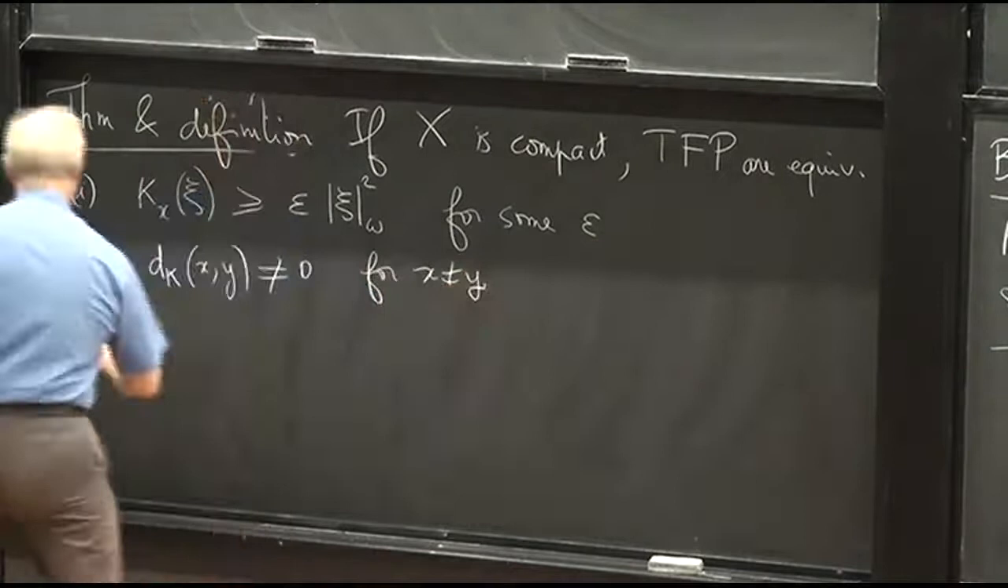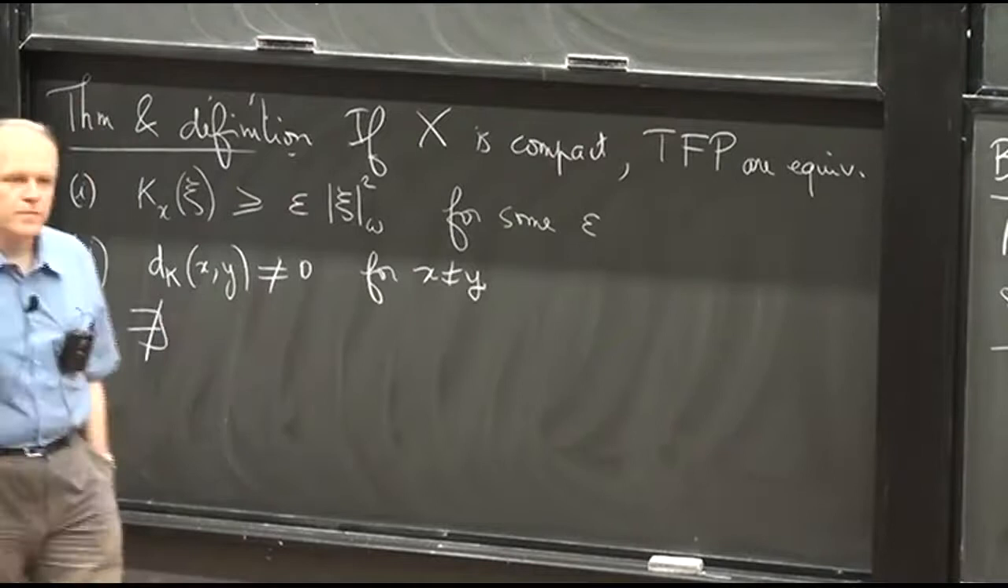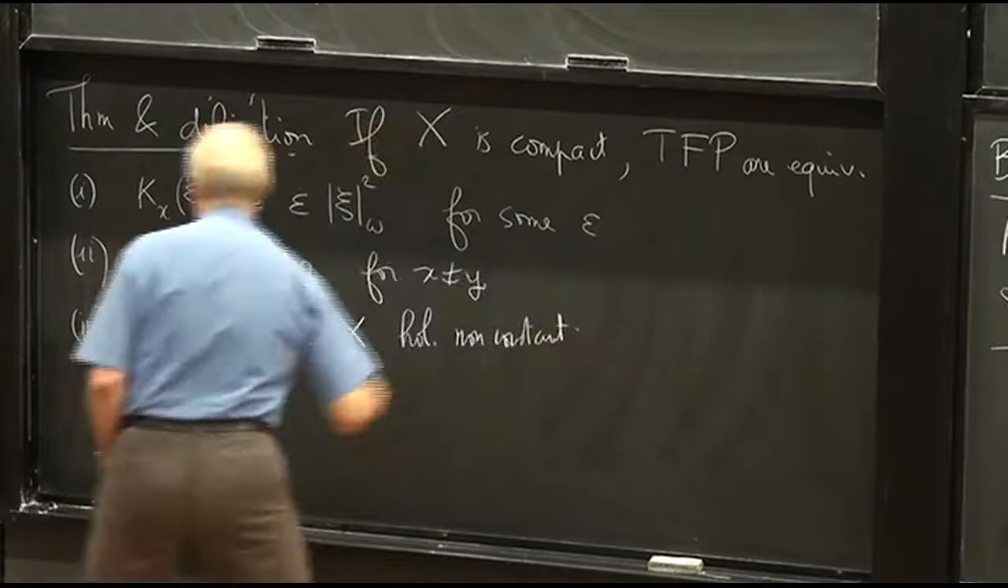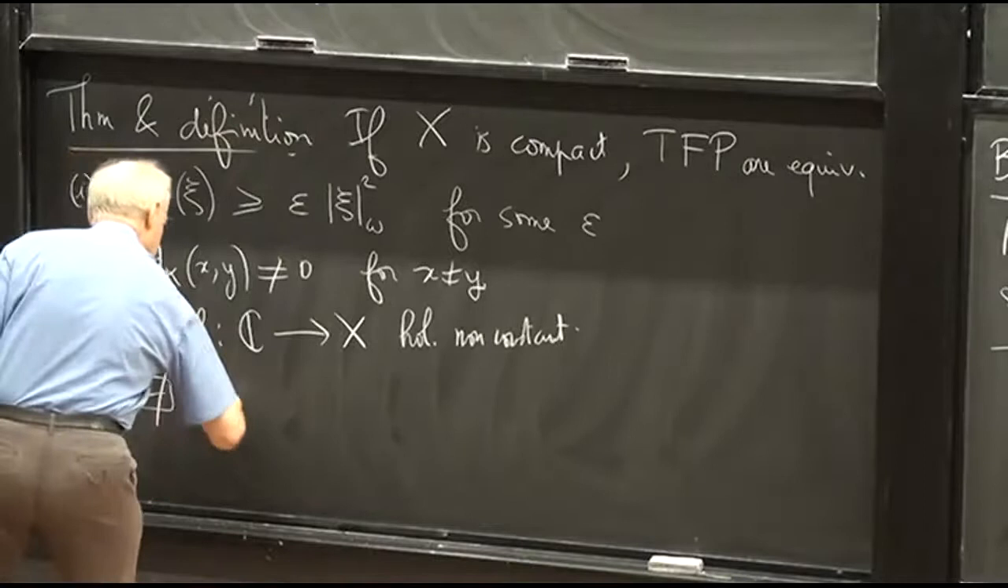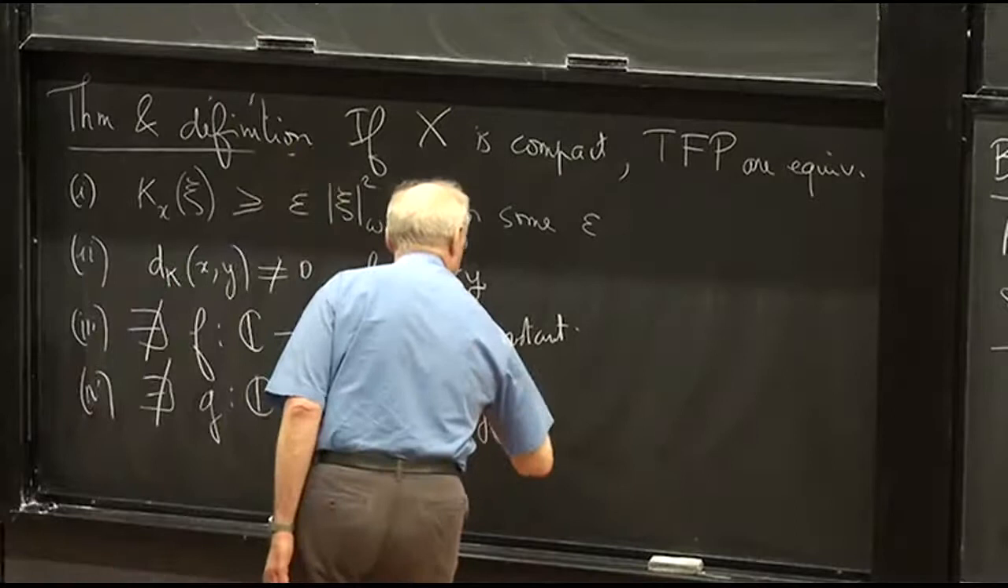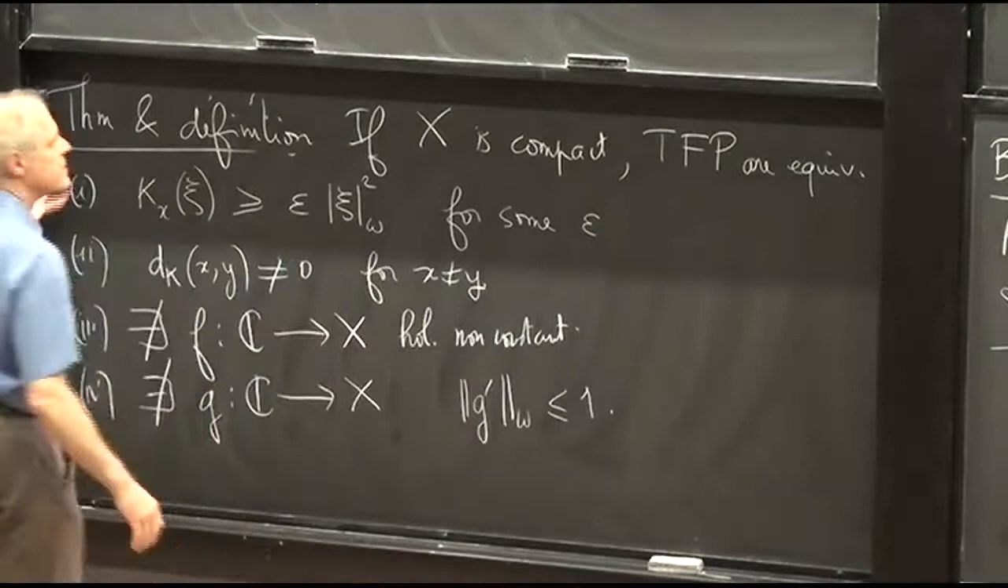Three, there does not exist a holomorphic non-constant entire curve. The fourth property, there does not exist a bounded curve, so curves which have bounded derivatives. So all properties are equivalent, and in this case, you say that X is hyperbolic in the sense of Kobayashi.